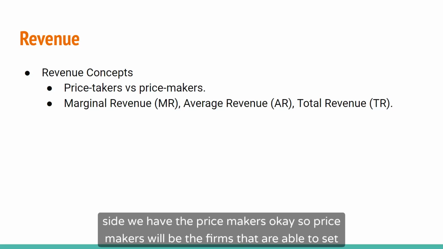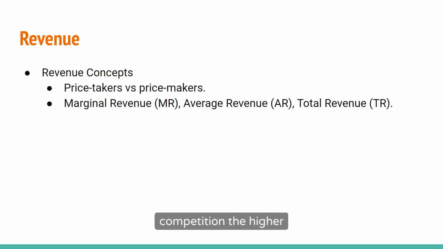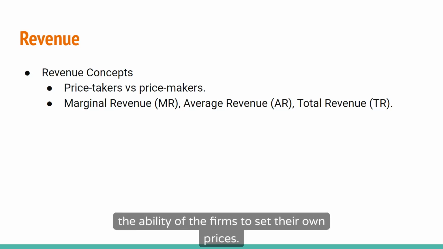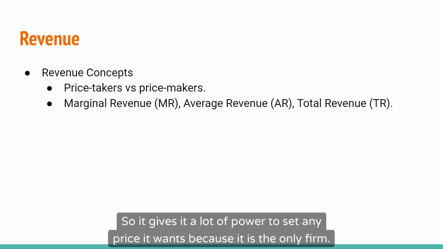Now, on the other side, we have the price makers. So price makers will be the firms that are able to set their own prices. Generally, the lower the level of competition, the higher the ability of the firms to set their own prices. So if there's only one firm in the market, then it is up to the only firm to set its own price. So it gives it a lot of power to set any price it wants because it is the only firm.